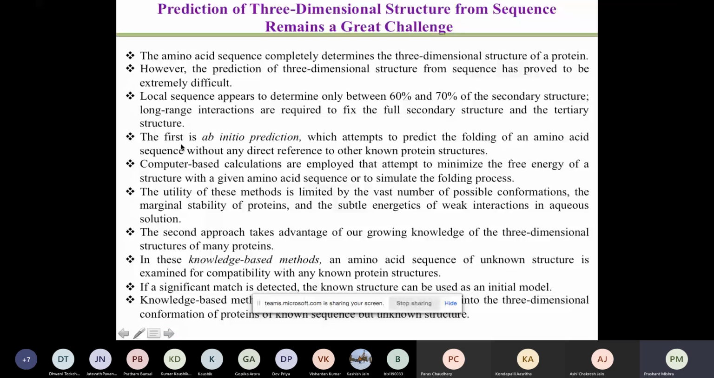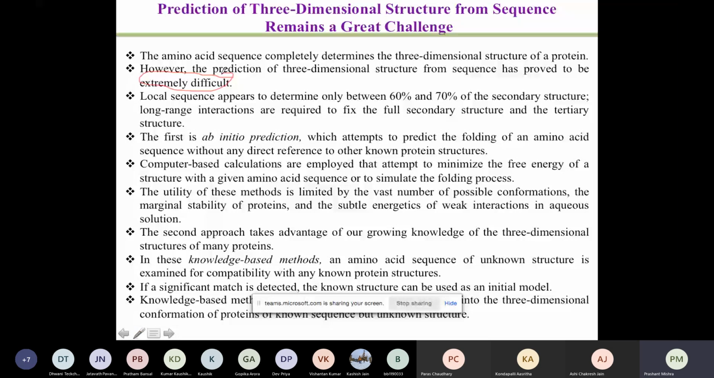The sequence of amino acids completely determines the three-dimensional structure of the protein. It is known. However, the prediction of 3D structure from sequence has proved to be extremely difficult. Otherwise, what could happen? People could say, you give me the amino acid primary sequence, I will give you the final structure. It's extremely difficult, and that's where bioinformatics is reliable up to some prediction level, but after that it fails.